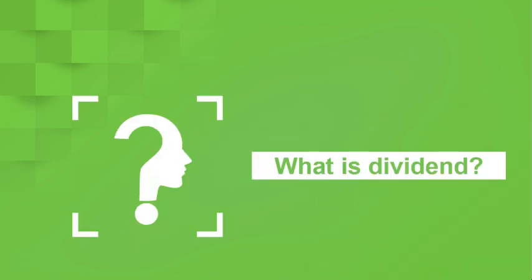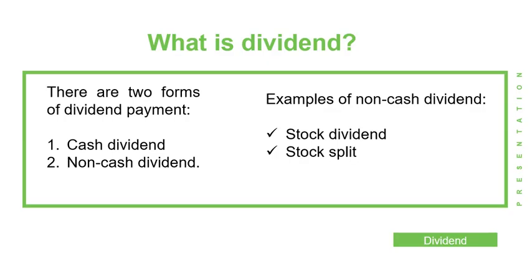Before we proceed, let's look at what is dividend. Dividend is a payment made by a company to their existing shareholders when a company is doing well or performing good in the previous financial year. There are two forms of dividend payment. First is cash dividend, the other one is non-cash dividend. Non-cash dividend can be divided into stock dividend and stock split. This presentation will focus on stock dividend.